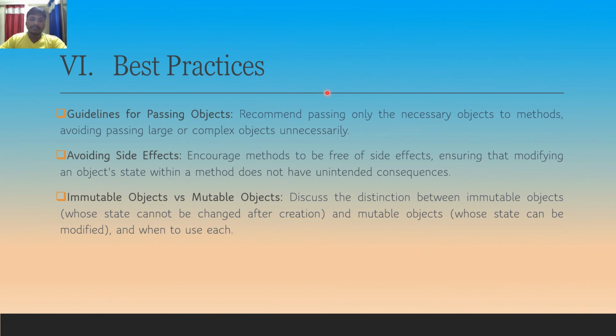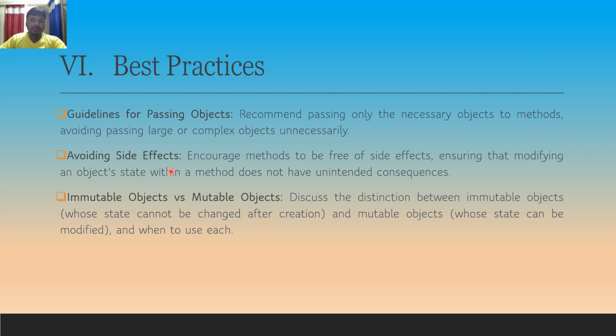What are the best practices we can follow? Some are guidelines for passing objects, avoiding side effects, immutable objects versus mutable objects. First, the guidelines for passing objects. Recommended: pass only the necessary objects to methods, avoiding passing large or complex objects unnecessarily.